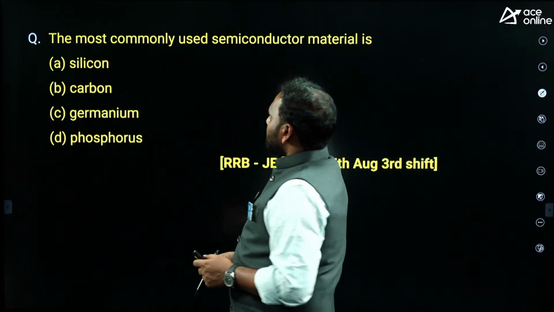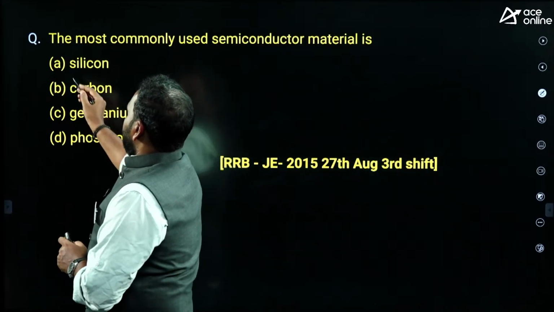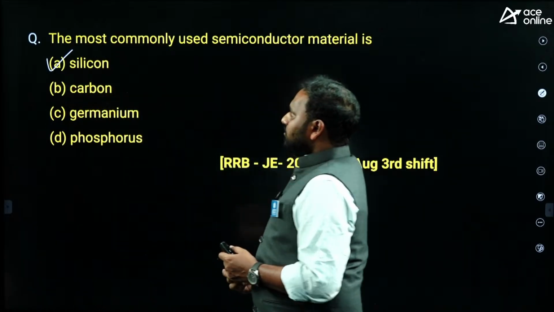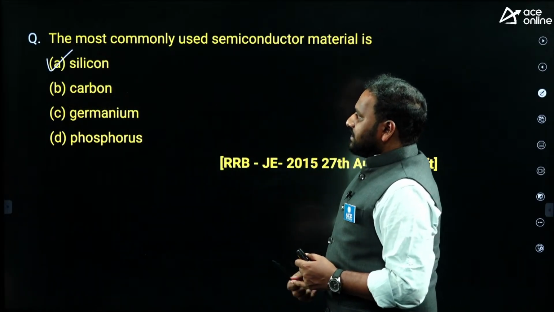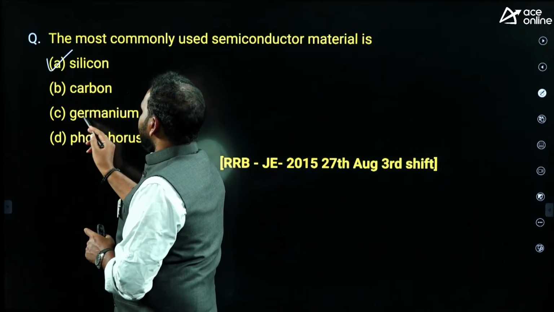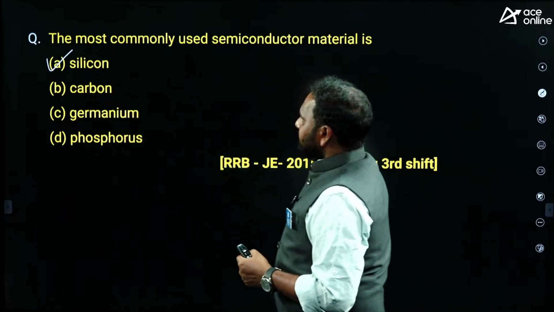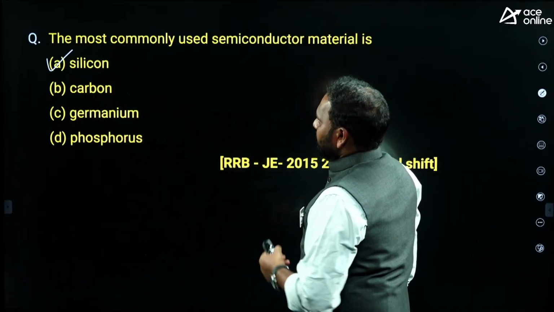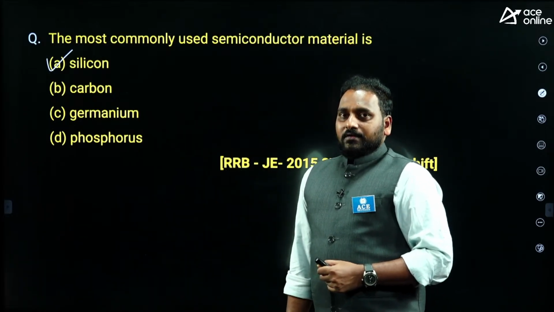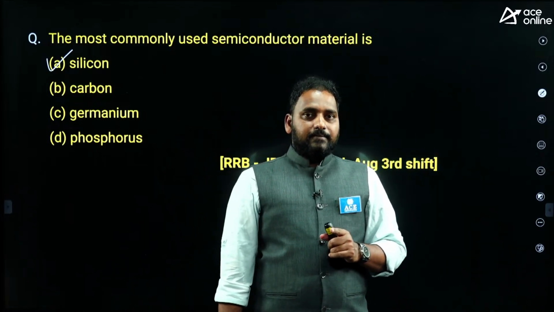So the most commonly used semiconductor is obviously silicon. There is no second thought, okay. Silicon is a more abundant element. Not only that, as compared to germanium, semiconductor means we have silicon and germanium only. So the most popular, most common semiconductor is silicon. Silicon atomic number is 14. Germanium atomic number, do you remember?